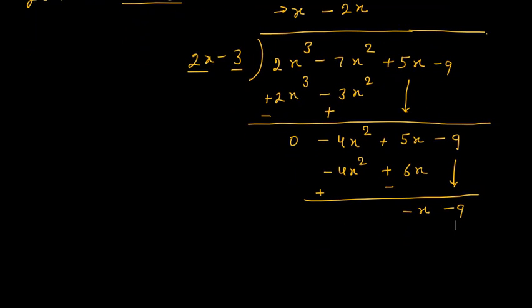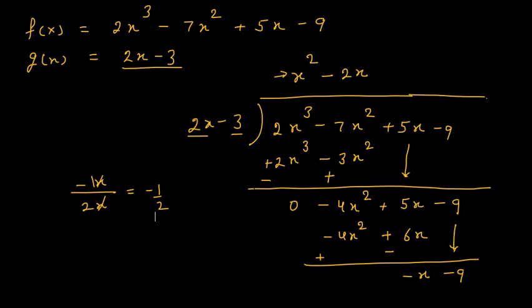Now the degree of remainder should be less than degree of divisor. So here degree is 1, here also degree is 1. So I can go one step further. So this minus x I will divide by 2x. So this x and x cancel. So nothing is there, that means you can consider 1x. So your answer is minus 1 by 2. So here I will write minus 1 by 2.